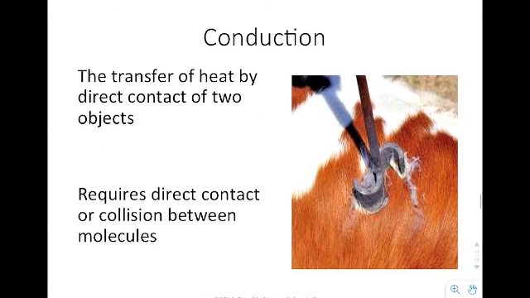The first one is conduction. Conduction is the transfer of heat that requires direct contact between two objects. You see an example of a cow being branded. You have something very, very hot, and the heat is transferred by direct contact because it's touching something. So it requires direct contact or collision between the molecules. If it's not touching, it can't be conduction.